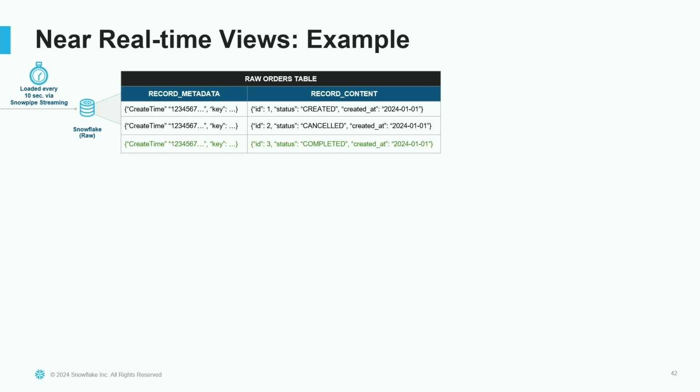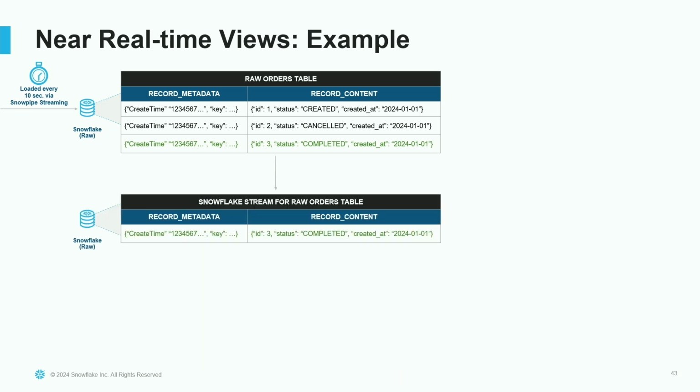If we take a look at our raw zone, from the past we know that we're loading data from Kafka every 10 seconds using Snowpipe streaming. Let's assume that there are 2 records and a third was just inserted, denoted in the green text. We have a Snowflake stream that captures the incremental inserts into our raw table. We can see the record that was just inserted sitting in the stream.